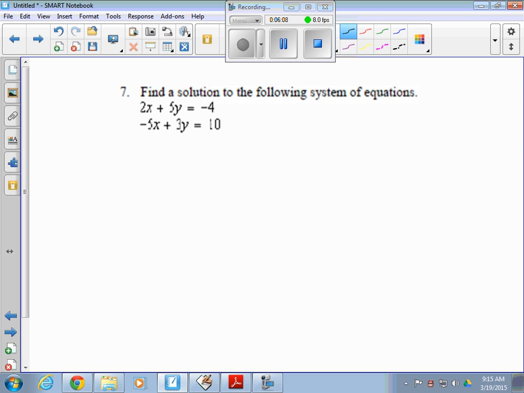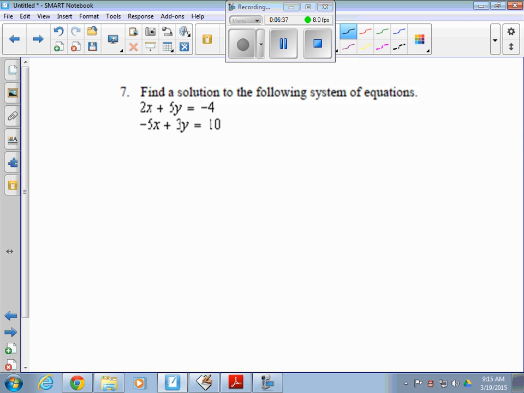Then we learned 2 methods, the substitution method and the elimination method. This one is set up better for the elimination method because they're stacked nice and neat on top of each other, and you don't have any variables isolated or by themselves already. But we don't have opposites. 2 is not the opposite of negative 5. 5 is not the opposite of 3. So we can either choose to make our x's into opposites, which will be easier, or our y's into opposites, but neither one of them would be exceptionally difficult.